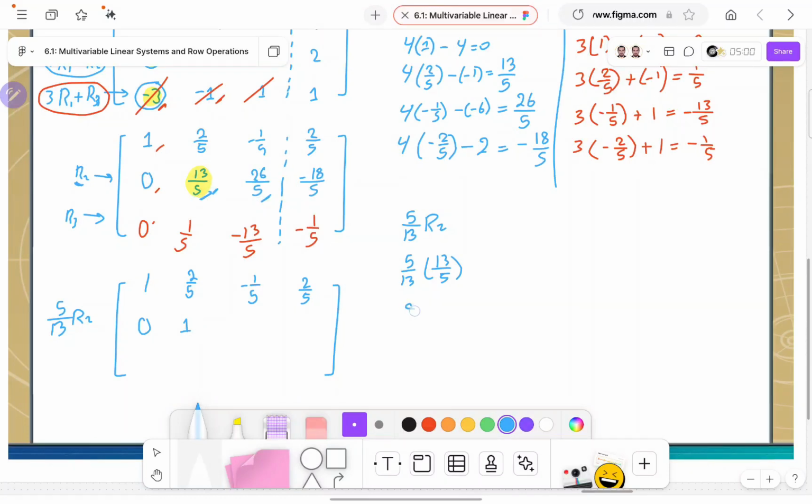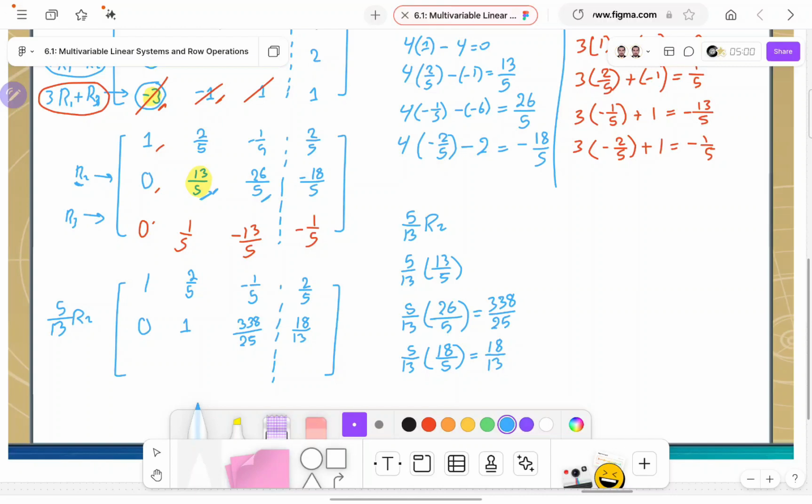Then we finish from this. Now let's do this. 5 over 13 times 26 over 5. So the answer is 338 over 25. Then after that it's 5 over 13 times row 2, which is 18 over 5. So the answer is 18 over 30. Okay, so the answer here is 18 over 30.